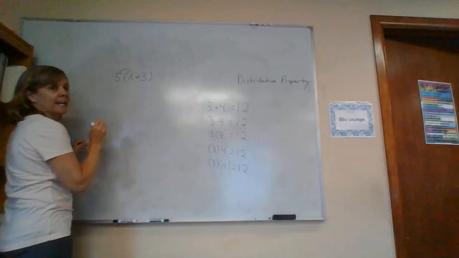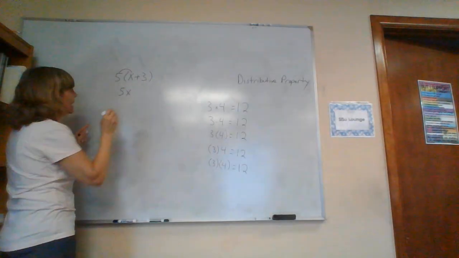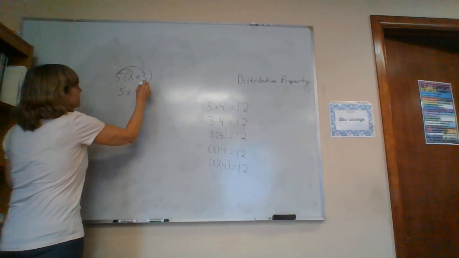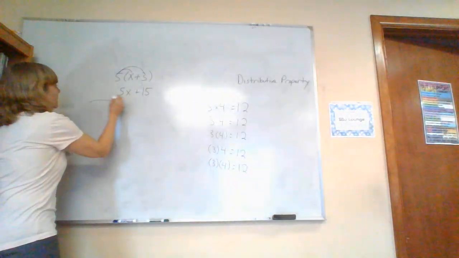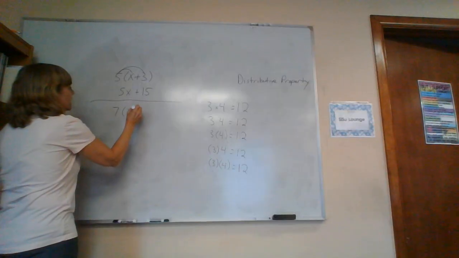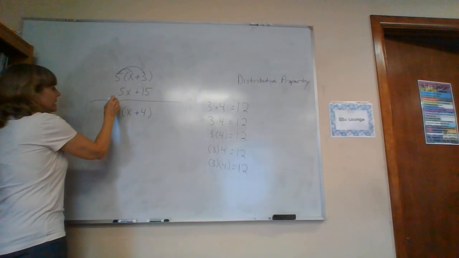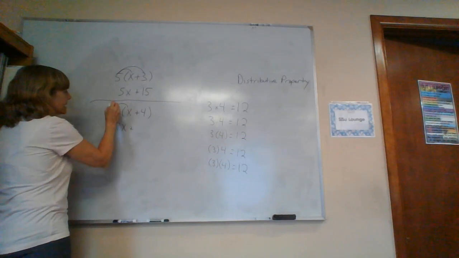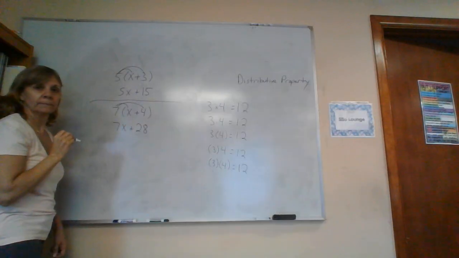So 5 times x is 5x, but I can't stop there. It has to be distributed to the 3. And 5 times 3 is 15. Let me do another one. Let's suppose I have 7 times x plus 4. Okay, multiply 7 times x, 7x, plus 7 times 4, 28.